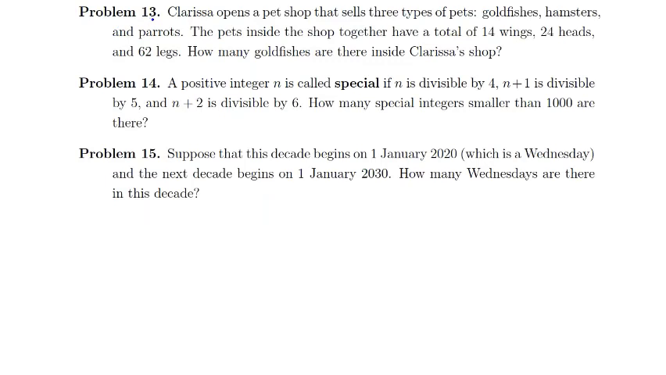Primary problem number 13, which is junior problem number 3. Clarissa opens a pet shop that sells 3 types of pets: goldfishes, hamsters, and parrots. The pets inside the shop together have a total of 14 wings, 24 heads, and 62 legs. How many goldfishes are there inside Clarissa's shop?